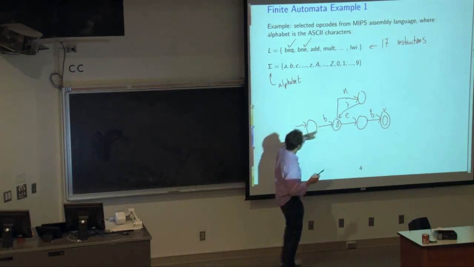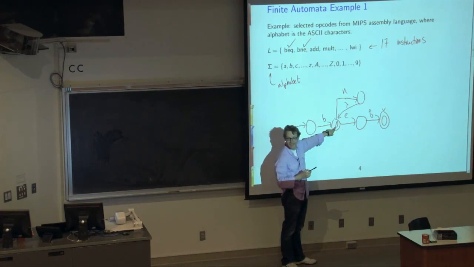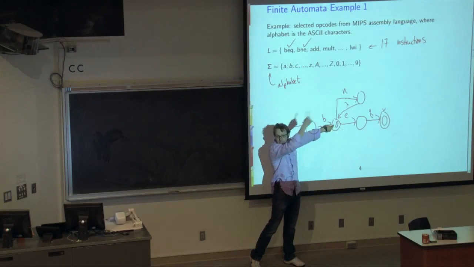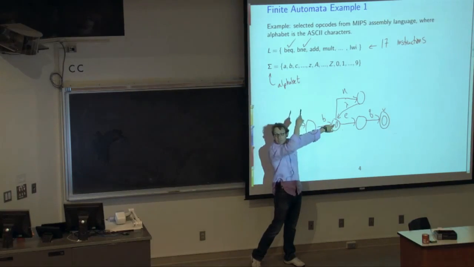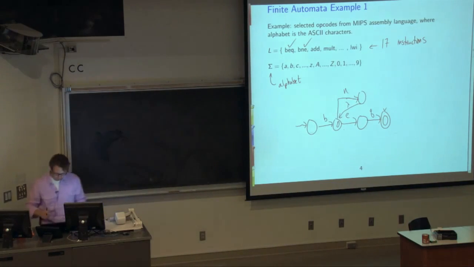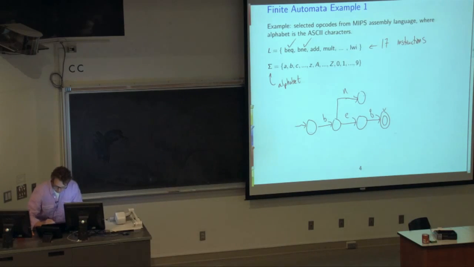Okay? That's the answer. So I don't want B here, right? Right now, my finite automata accepts B, and I don't want to accept the word B because it's not in my language. So you have to be careful about where you put these accepting states.